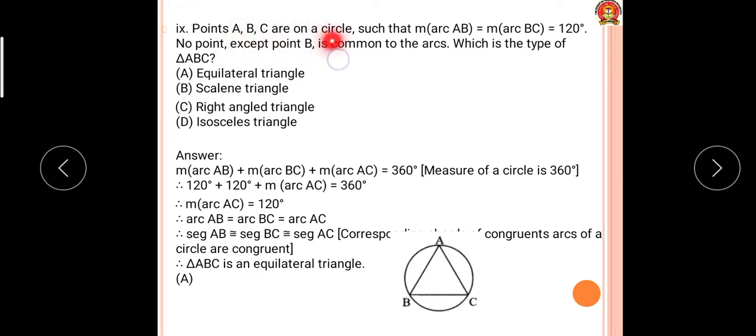Points A, B, C are on the circle such that the measure of arc AB is equal to the measure of arc BC, equal to 120. No point except B is common to the arcs. There is no point between them. Which type of triangle is ABC? Very simple. See, it is an equilateral triangle. Because AB is 120, BC is 120. What is AC? AC is also 120. 360 minus 240, you will get 120. So, I have given the answers with explanation here. Okay.